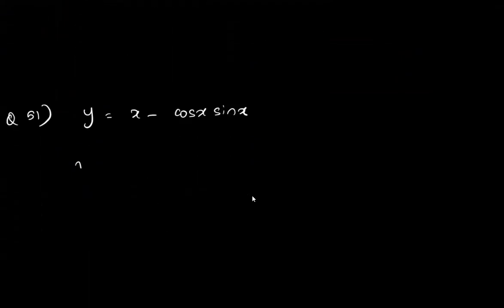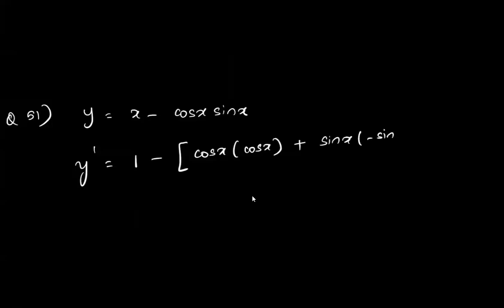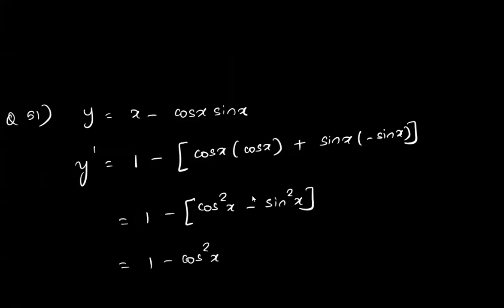So here the derivative of x is just 1 minus, I have a product. So I apply the product rule. So keep the first term as is, take the derivative of the second term, plus keep the second term as is, take the derivative of the first term. So that is 1 minus cosine squared x minus sine squared x. So the answer is 1 minus cosine squared x plus sine squared x.